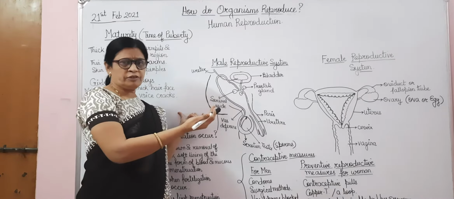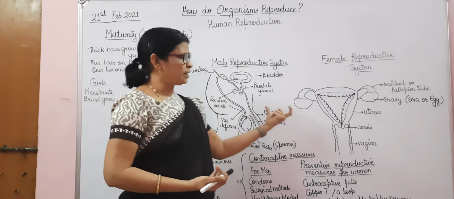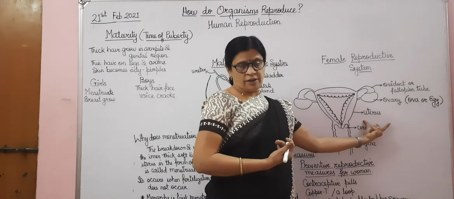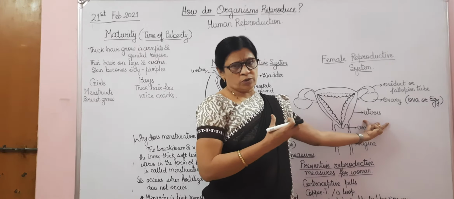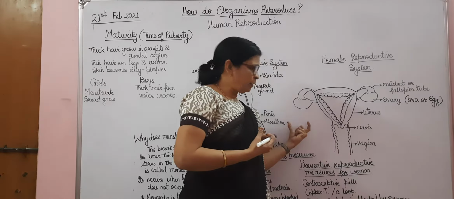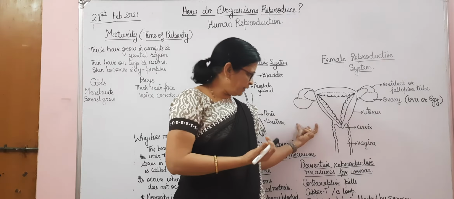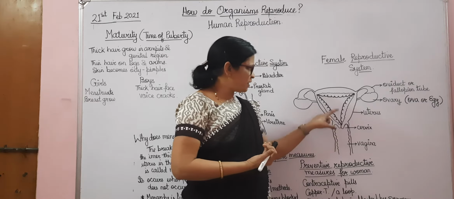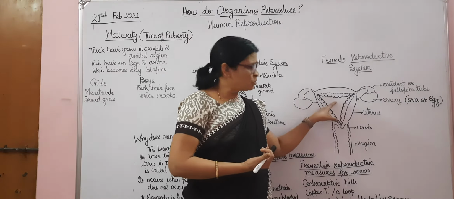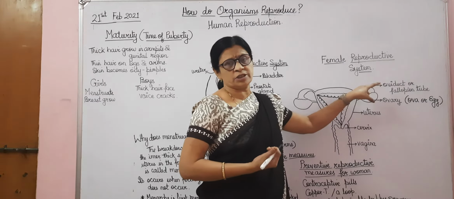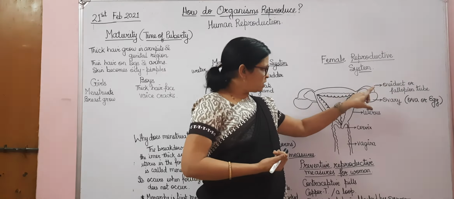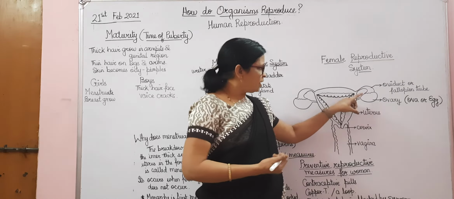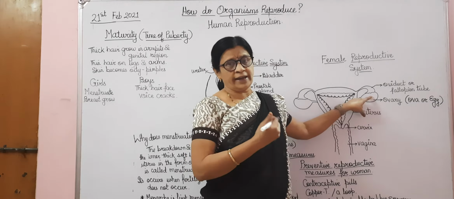Now moving to the female reproductive system. This female reproductive system consists of the uterus where the young one grows. When there is contact between the male and the female, these sperms are passed from the vagina through the cervix into the uterus, and from the uterus they move into the oviduct, which is called the fallopian tube. Here in the fallopian tube is where fertilization generally takes place, because the ovary has ova or the egg.